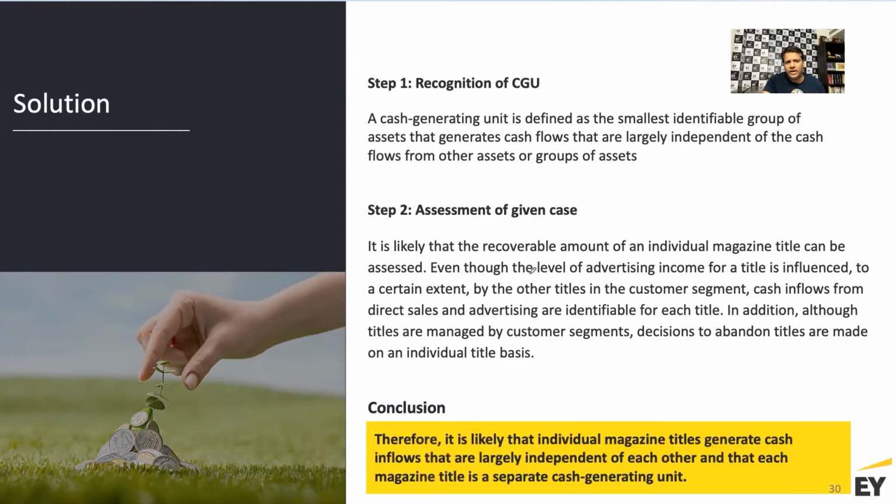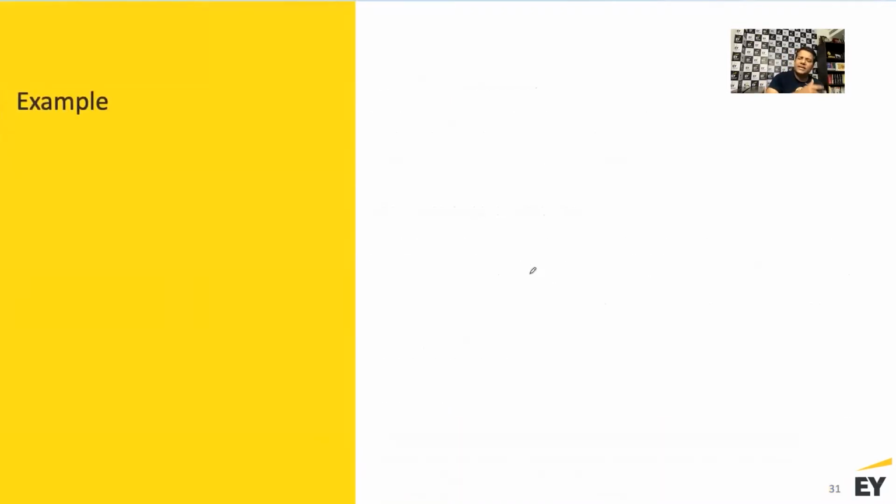It is likely that the individual magazine titles generate cash flows that are largely independent of each other, and each magazine title is a separate cash generating unit. Right? Important for you to understand this. We have to look at the smallest identifiable unit, and that is why in this situation you get to the answer that each magazine title is a cash generating unit in itself. If you were to test it for impairment, you have to test it at that level. Compare the carrying value of that magazine title with its ability to generate future cash flows, or with the fair value less cost to sell, the higher of the two, and then you assess it for impairment.